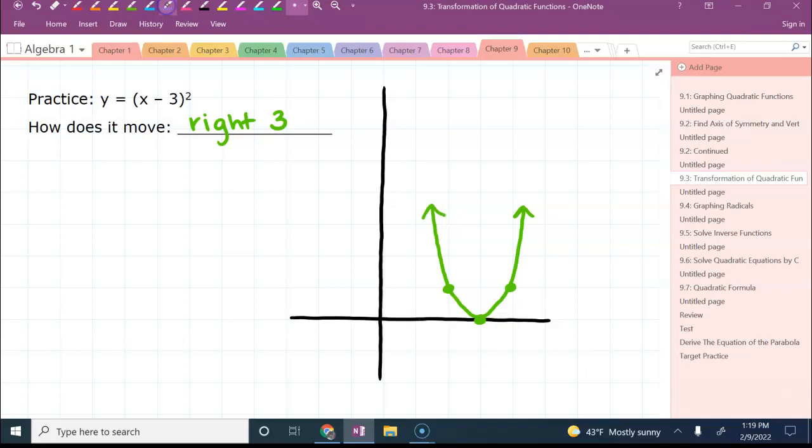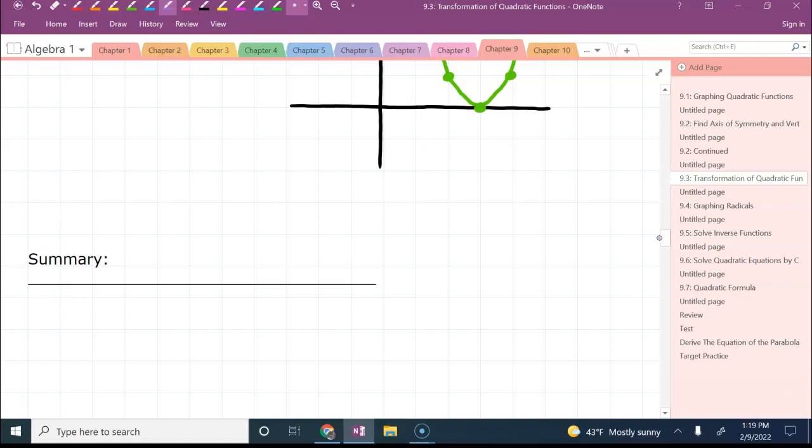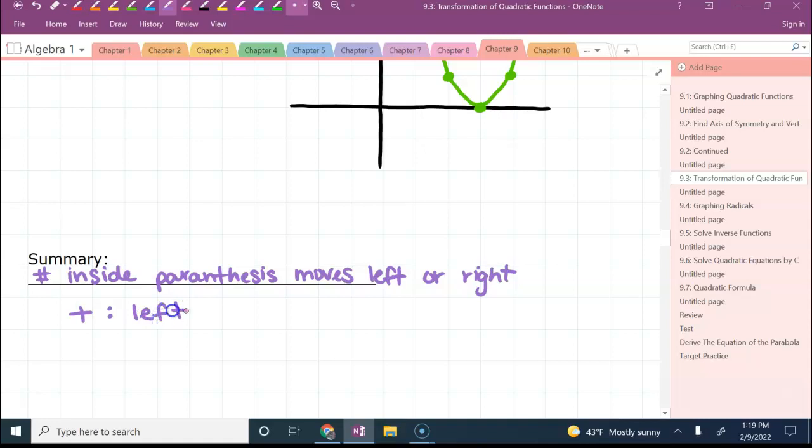So let's summarize this rule. A number inside parentheses moves left or right. And positive, so if you're adding a number, that means that you are moving to the left. If it's negative, that means that you're moving to the right.